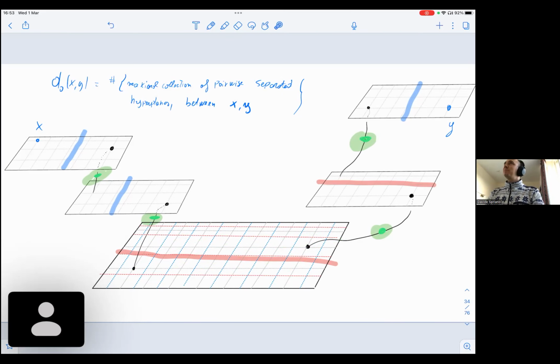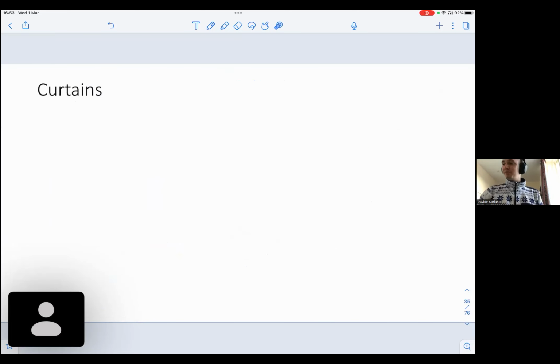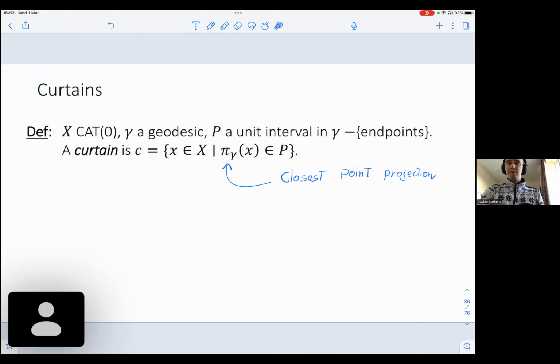Okay? So now let me go into the main definition of the talk. The main definition of the talk is the definition of curtains. So curtains are going to be, are there other questions? No, hopefully no questions. The main definition is a definition of curtains, and curtains are going to be our analog of hyperplanes. So this is the definition.